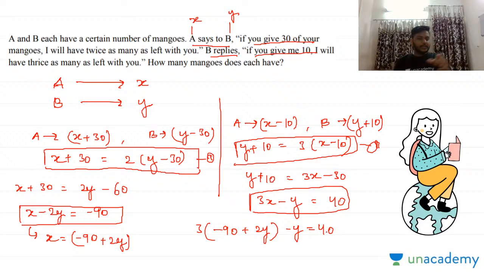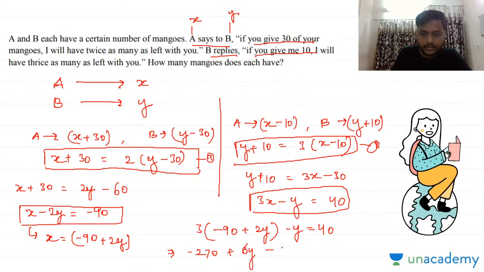Now, if you see, your entire equation is in what? Your entire equation is in y. So let's find out your y. And from here, you will be getting minus 270 plus 6y.